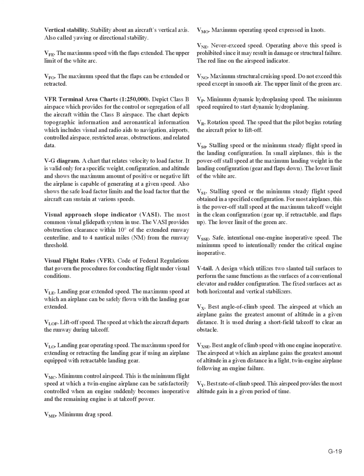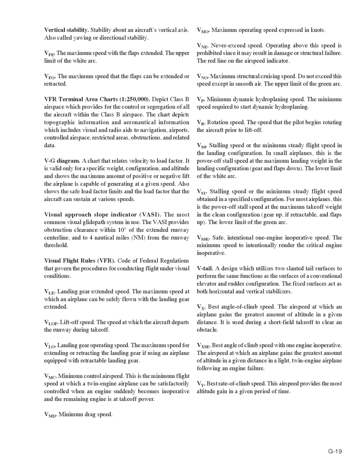VFR terminal area charts, 1 to 250,000. Depict Class B airspace, which provides for the control or segregation of all the aircraft within the Class B airspace. The chart depicts topographic information and aeronautical information, which includes visual and radio aids to navigation, airports, controlled airspace, restricted areas, obstructions, and related data.